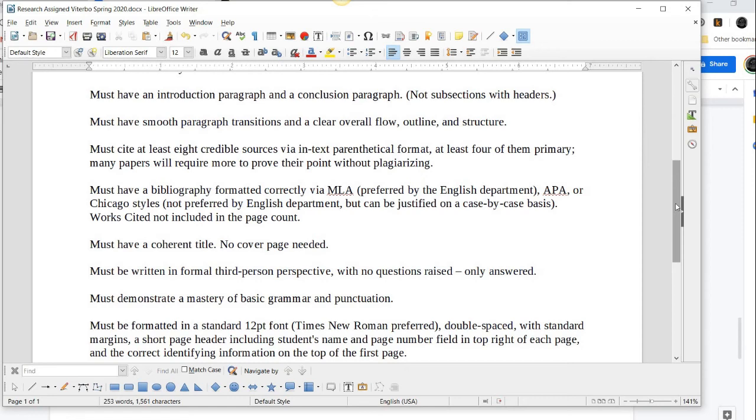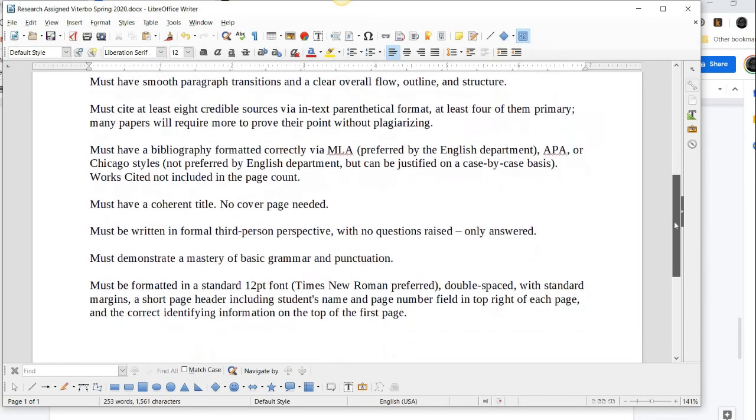Smooth paragraph transitions and a clear overall flow, outline, and structure. We'll do this via creating outlines and digitally discussing what the structure of the information should be, and you will not have those little subsection headers that label the subsections of the paper. Instead, you will just go from paragraph to paragraph with smooth transitions, which division and analysis unit will assist with.